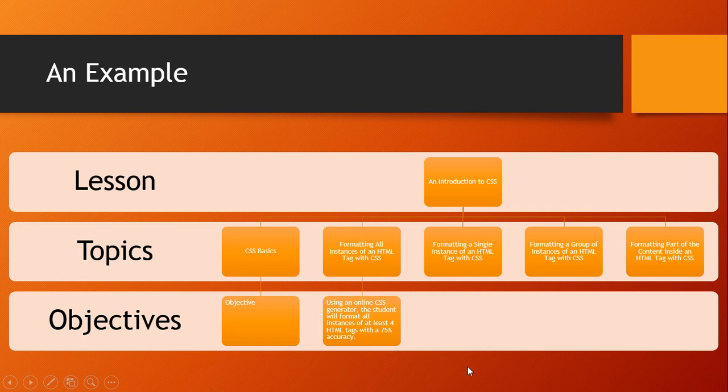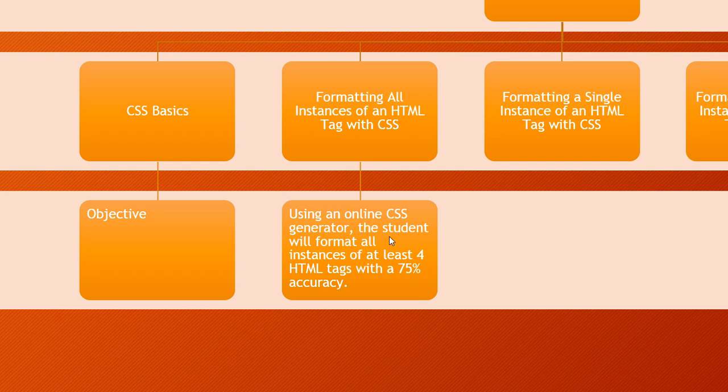So if I was to write my objective, I would probably focus on teaching my students how to format HTML tags using CSS. So in my case, I would say using an online CSS generator, the student will format all instances of at least 4 tags with a 75% of accuracy. So what I want them to do is I want them to format. I don't want them to tell me how to format. I don't want them to recognize the terms that are important for formatting CSS. I want them to use CSS to format tags.